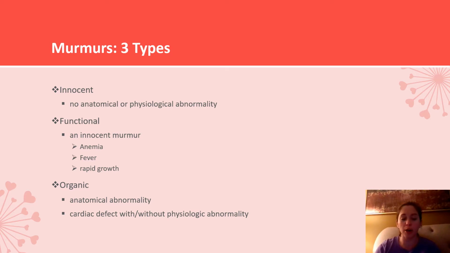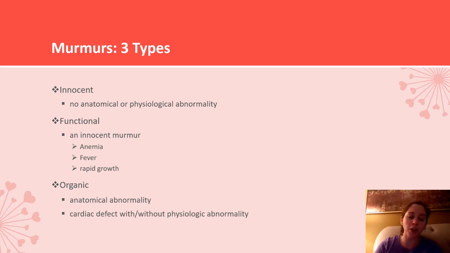There's also functional murmurs, and functional murmurs are also benign murmurs. They are just a red flag to tell you something is wrong. So usually when we have a functional murmur, it's related to 3 main things. 1, anemia, 2, fever, or 3, rapid growth spurts.